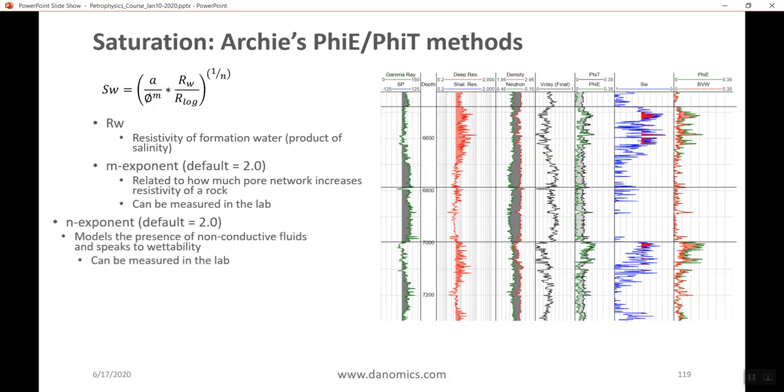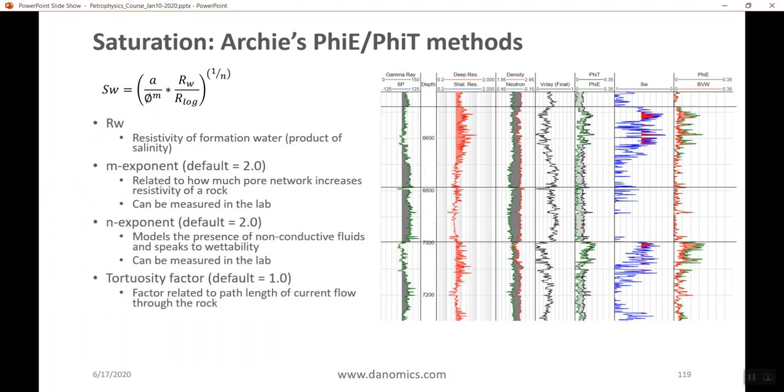So as I said, here are the exponents. Generally, in terms of these exponents, m and n, we often default these to 2, but both these properties can be measured in the lab. So those are things that you can try to get a better feeling for through lab data.